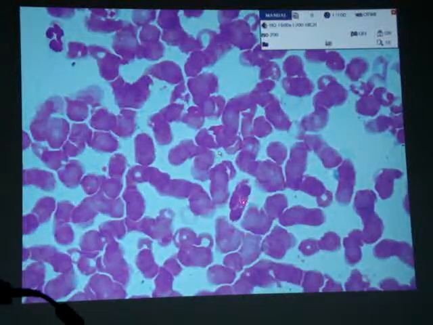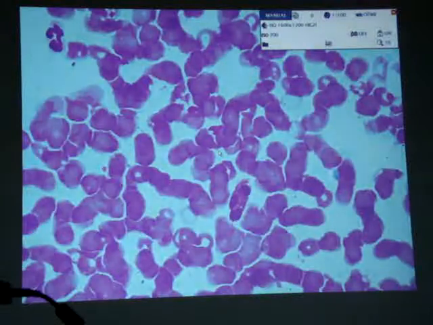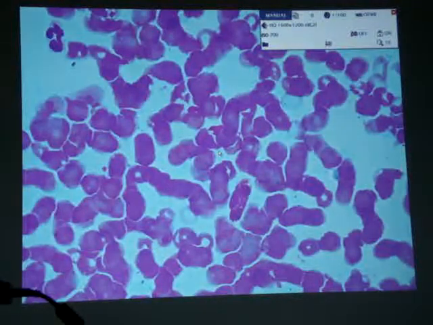What granule is imparting that orange color to the cytoplasm of the eosinophil? Azurophilic or specific? Very good, specific. How about for the basophils? Specific granules pa rin.